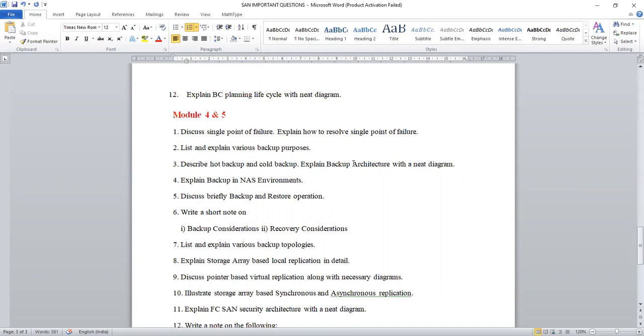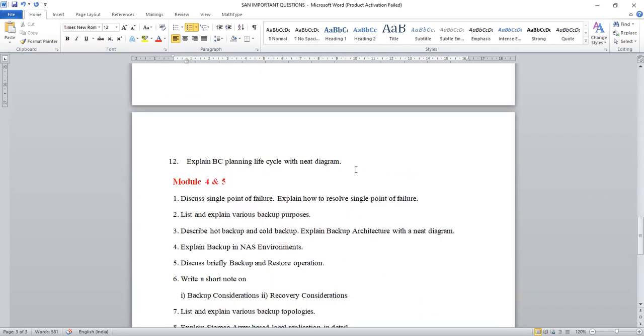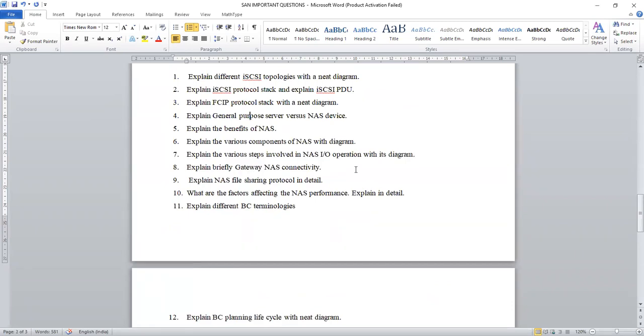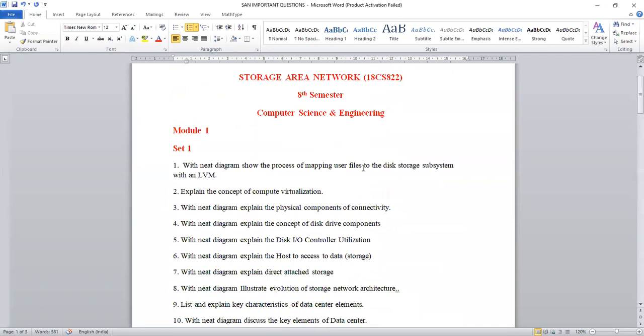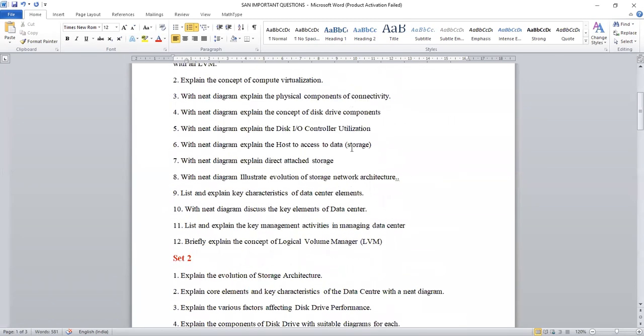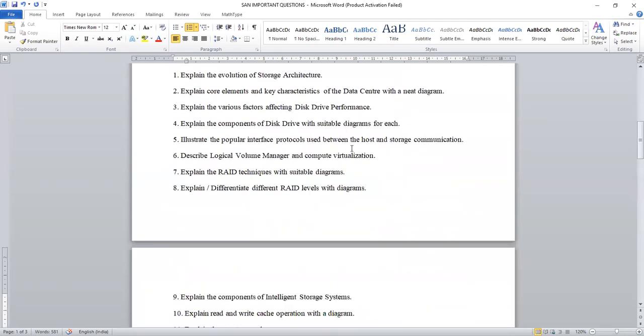Next, you can explain, or next you can revise based on these questions. Definitely, you can score at least 90 plus. So I'm damn sure about this. So just for your information, I am displaying once again. Kindly revise question wise. Okay, so try to remember.